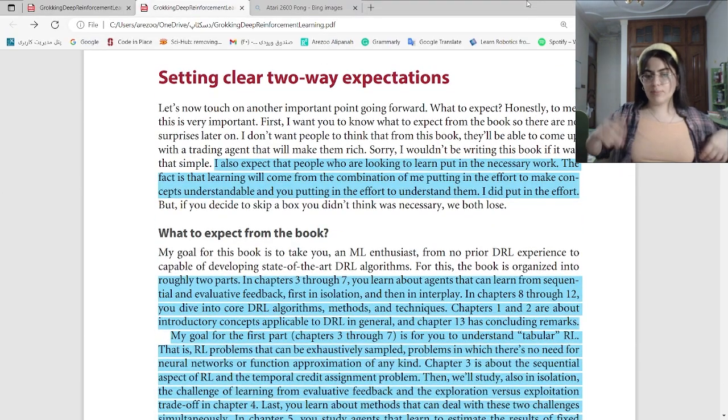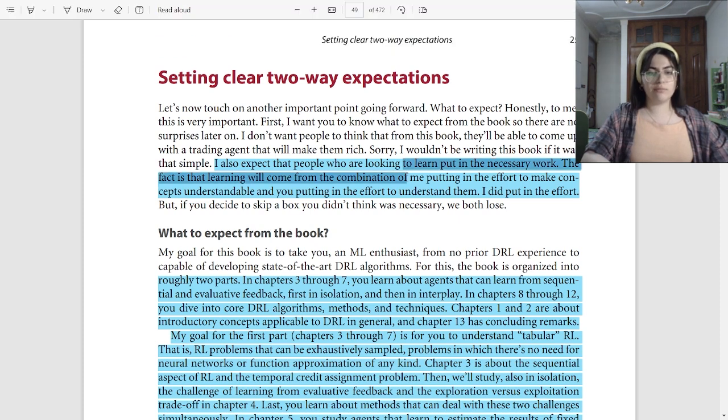And the next part is just about the book. The author sets two-way expectations. He talks about how he has put lots of effort into his book, and he expects anyone reading it to put in the necessary work, do the code, and not skip any part, because if you skip, then you might not get the full result at the end.